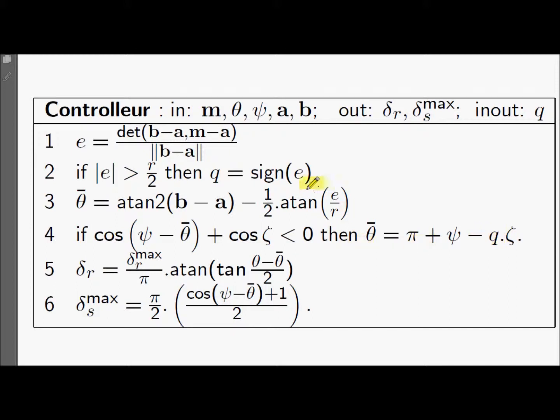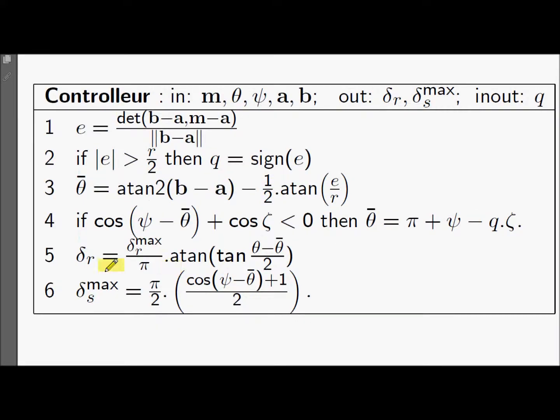And then I have my low-level controller, my inner loop. So this corresponds to the controller that has been implemented in Vaimos. Okay.